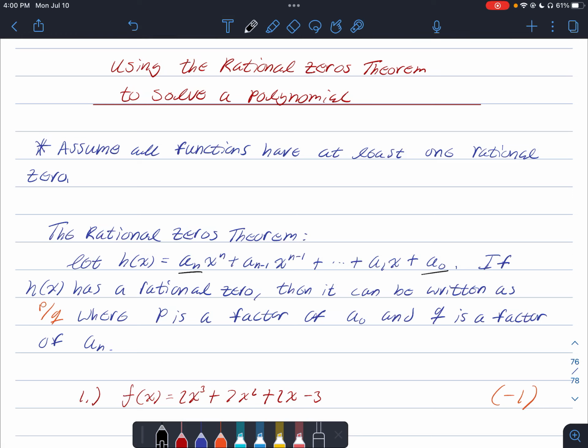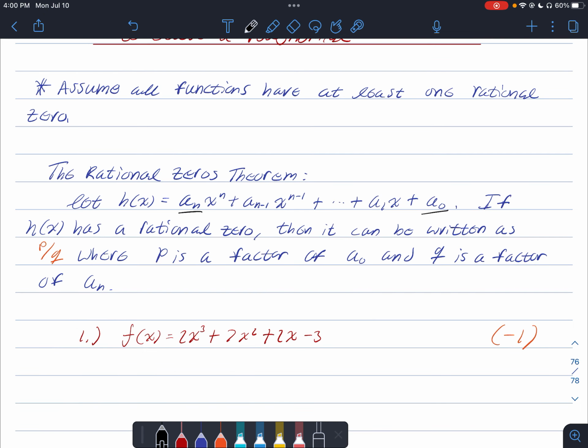Hi everyone. In this video, we are going to be using the rational zeros theorem to solve a polynomial function. Like I said in previous videos, this is going to be a particularly tedious section. It takes time, but it is a pretty powerful tool for solving polynomials if you have to do them by hand. Also, in this section, we're going to assume that all of these functions have at least one rational zero. That's important.